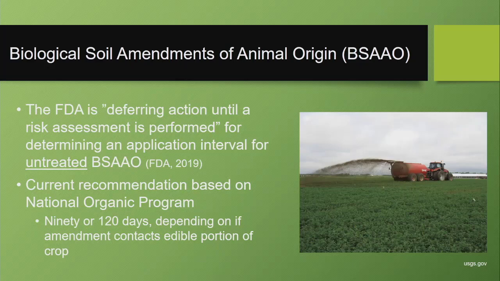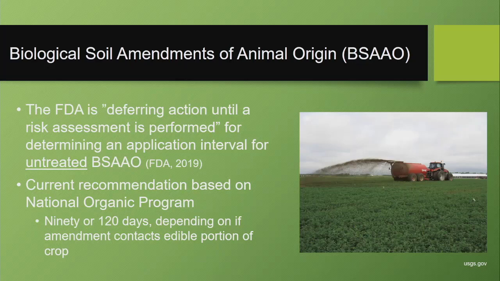Right now, while FDA has not clearly said how long you need to wait if you're going to spread chicken litter in your field, they do recommend that we follow the National Organic Program guidelines, which are the 90 to 120 day application intervals: 90 days if it is for a crop that the soil amendment won't be contacting, and 120 days where you might have direct contact with the edible portion of the crop. So if you have something like squash or cucumbers that would be in contact with your soil, they recommend 120 days between when you apply that untreated amendment and when you harvest that crop.